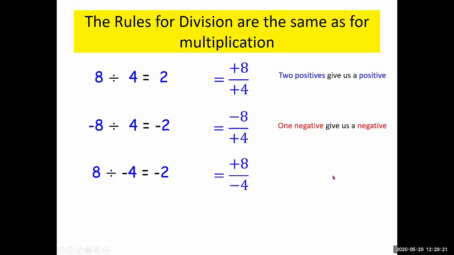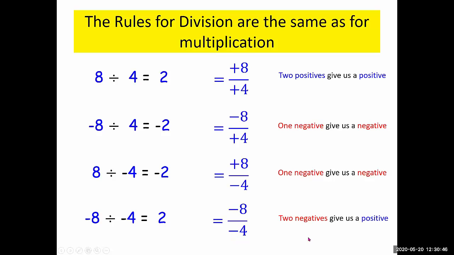The way we look at it in terms of a fraction is plus 8 divided by minus 4. We get the same rule. One negative gives us a negative. And last but not least, a negative 8 divided by negative 4 equals 2. In other words, if we put it down in terms of fractions, minus 8 divided by minus 4, and negative divided by negative will give us 2 negatives, and 2 negatives will give us a positive.